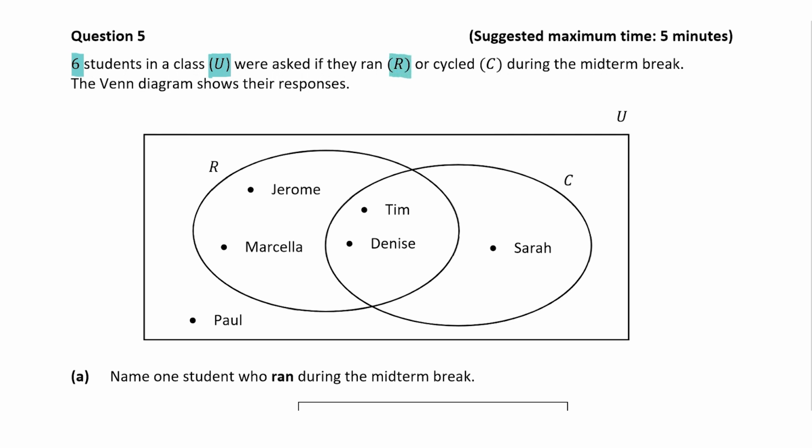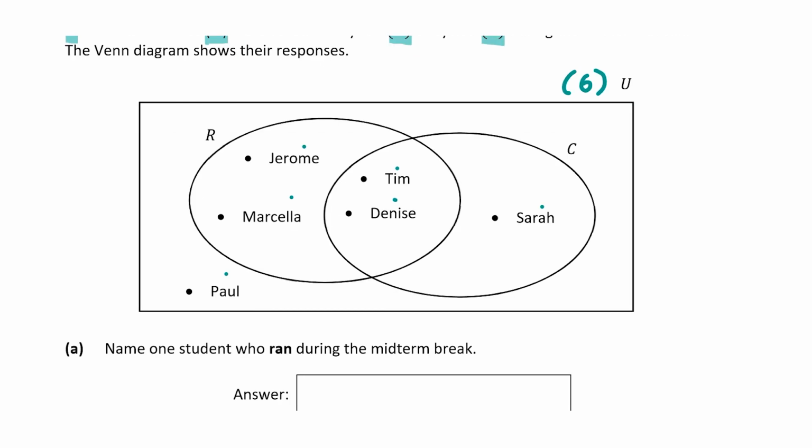R represents the students who ran and C represents the students who cycled. So we can see here that we have the universal set, so I'm going to put in 6 there, so there should be 6 students altogether, and there is, so we have 1, 2, 3, 4, 5, 6 students. R here is the students who ran, C is the students who cycled, and we can see Paul here did neither. So question A asks us to name one student who ran during the midterm break.